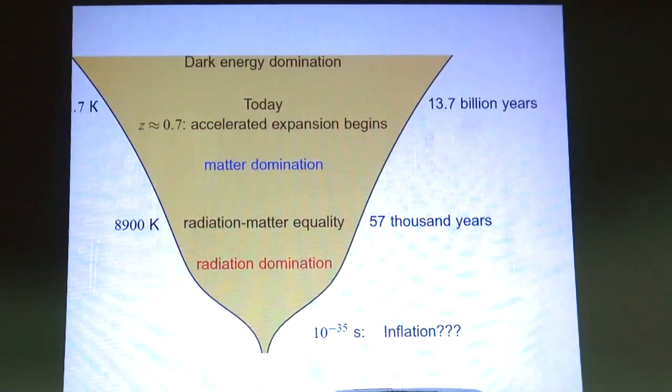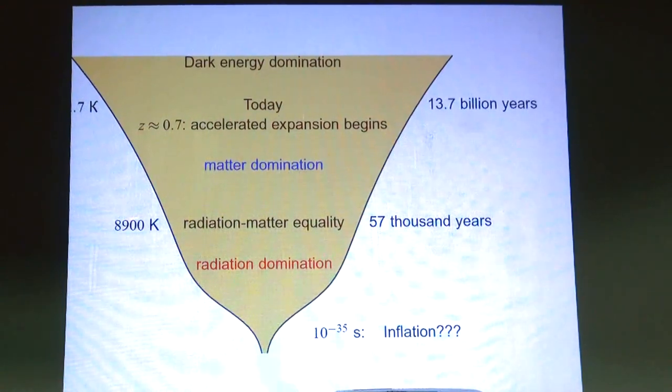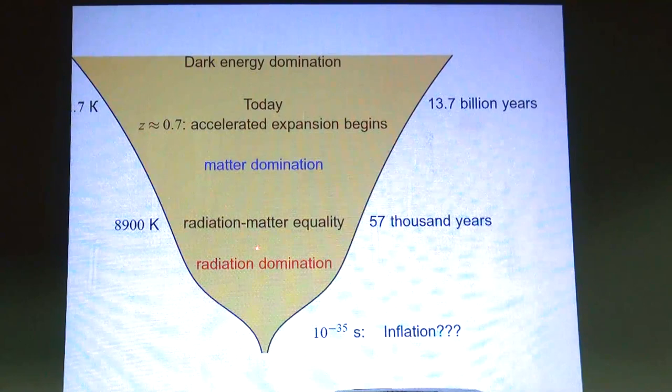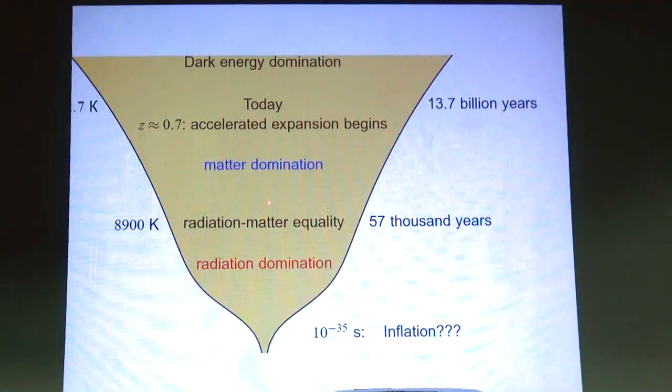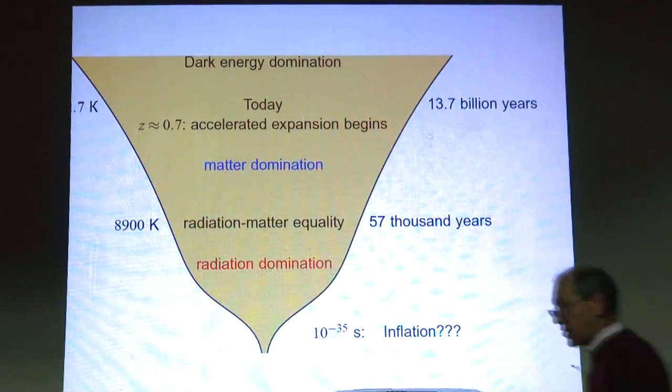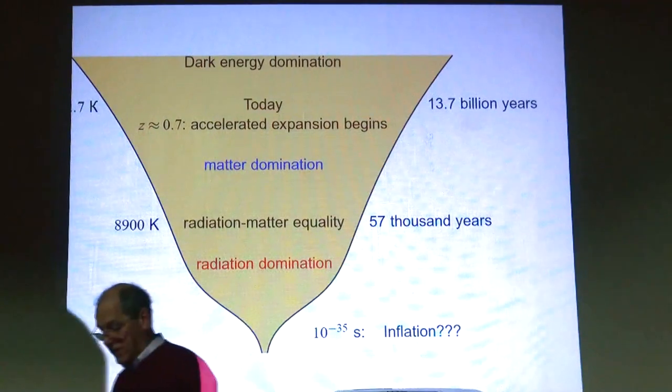So if we think of different epochs, early on there was possibly inflation or some other stage, then there was radiation domination. When the temperature in the universe was about 9,000 Kelvin, radiation domination changed into matter domination. That occurred after about 60,000 years after the Big Bang. Pretty recently, at redshift about 4.7, the dark energy started to play a role, and today it contributes 70%.